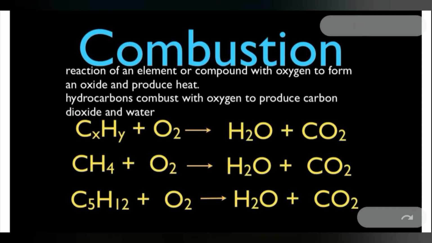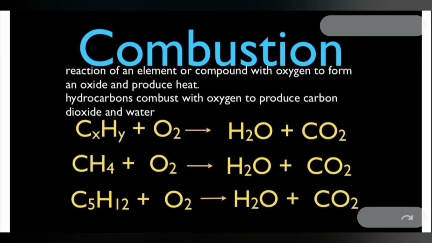First type of reaction, we have here the combustion reaction. This is a reaction of an element or compound with oxygen to form an oxide and produce heat. So the reactant for combustion is a hydrocarbon, and then that will react with oxygen gas to produce water and carbon dioxide gas. So the x and y here represent the subscripts present in a hydrocarbon. So for example, we have here methane, and that will react with oxygen gas, and therefore it will produce water and carbon dioxide gas. Another example, we have here pentane. It will react with oxygen gas, and it will produce water and carbon dioxide.